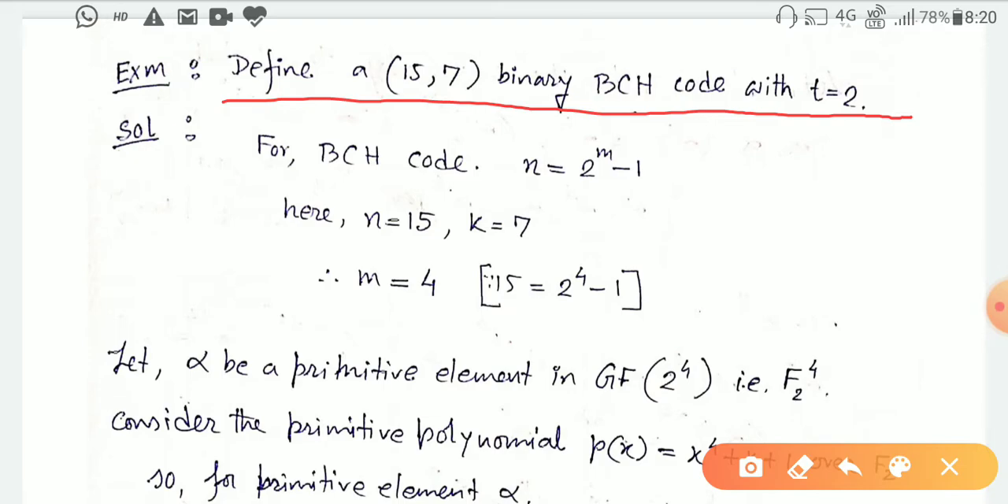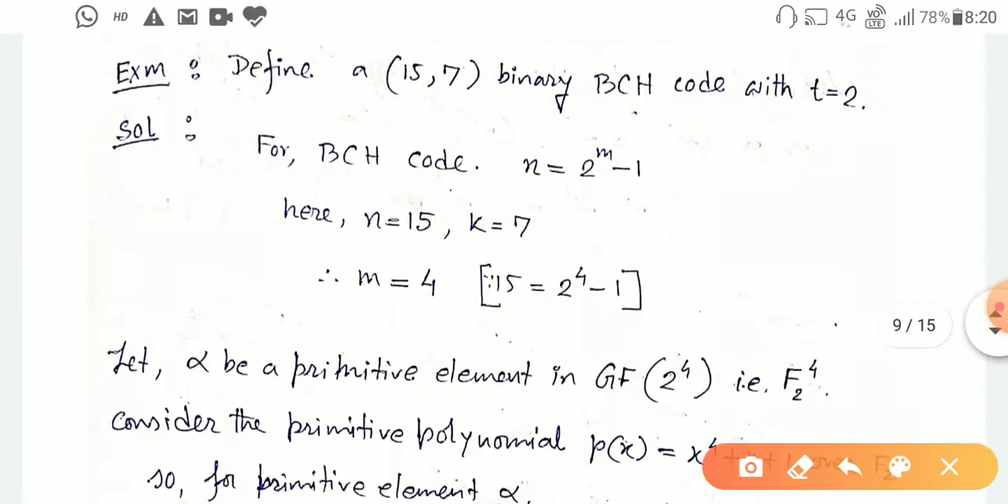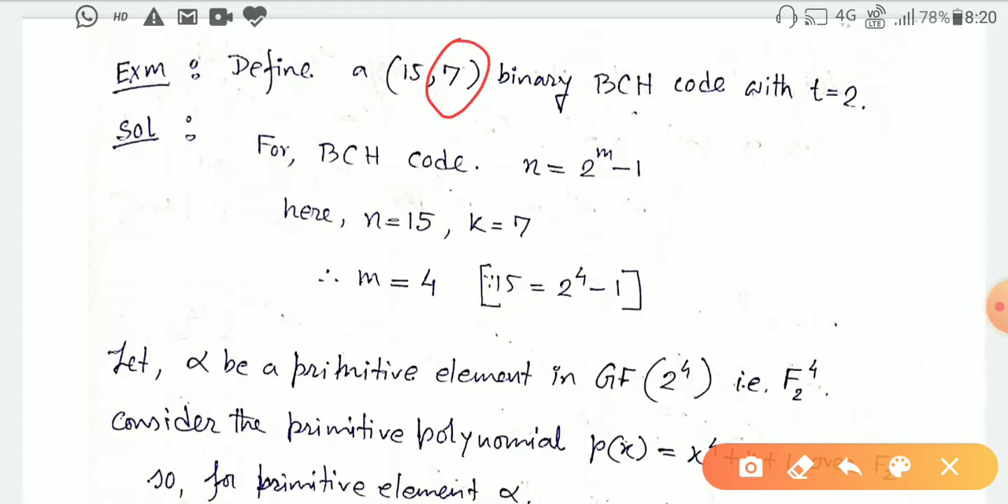In the question it is given that n is equal to 15, k is given as a value of 7, and t is defined as 2. T means how many bit errors it can correct. In this BCH code, if at the receiver side errors occur in any 2 bit positions, it is still able to rectify them. The message bit length is 7, that is k, and the code word length is 15, that is n.